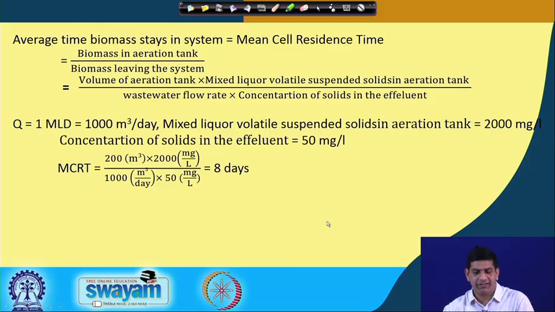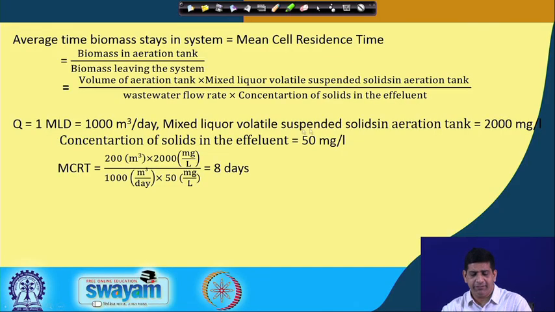Now, mean cell residence time is the biomass in the aeration tank divided by the biomass leaving the system. How do we get the biomass in the aeration tank? We get that by the volume of the aeration tank multiplied by MLSS, the mixed liquor suspended solids in the aeration tank, which we measure in the lab. Biomass leaving the system is the wastewater flow rate going out and the concentration of solids in the effluent.